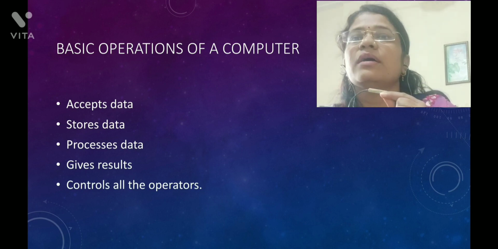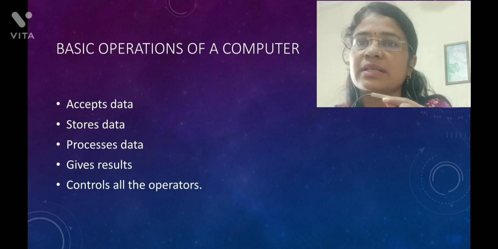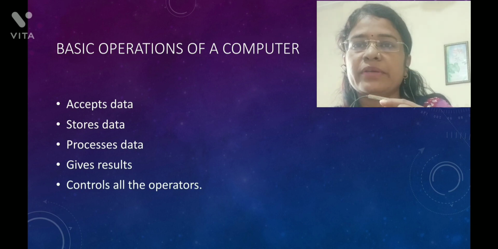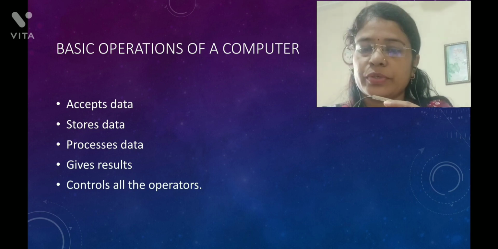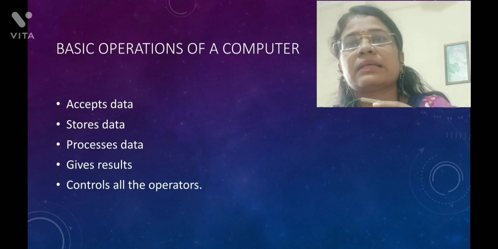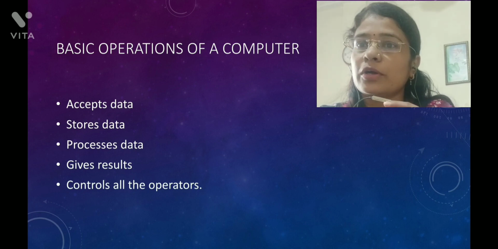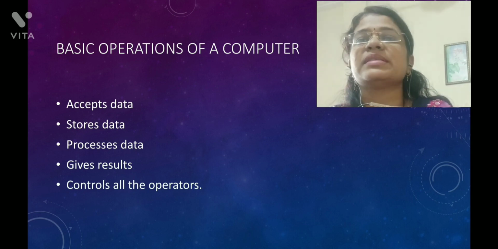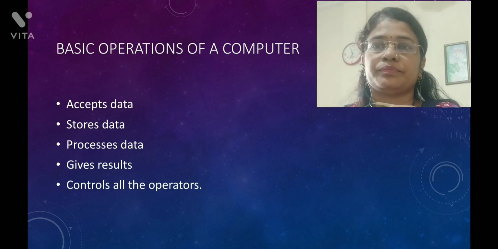Okay, then it processes the data with the help of central processing unit, and at the end of this, it provides us the desired result. It gives us the result with the help of output device or output unit. For example, monitor is the output unit. Okay, and it controls all these operations with the help of control unit. So these are the basic operations which are performed by the computer.